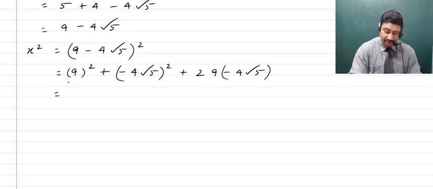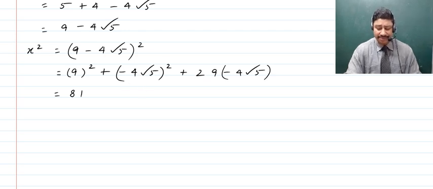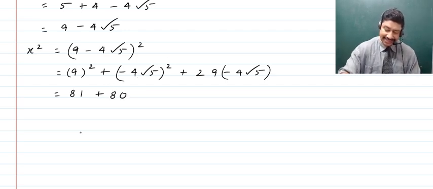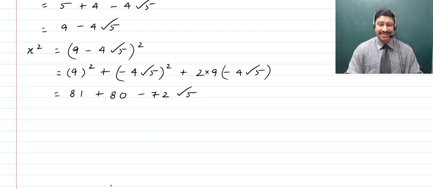Now further children, when we solve this, this will become 9 square, that is 81, right, and then minus minus will become equal to plus because there's a square. 4 fours is 16, and 16 into 5, because root 5 into root 5 will be 5, so 16 into 5 will become equal to 80. So to this is going to be added 80, and now here further we have 2 which is getting multiplied with 9, and further this is also getting multiplied by 4. As such, 9 fours is 36, 36 into 2 is 72, so this becomes equal to minus 72 root 5, right? So this thus is the value of x square.